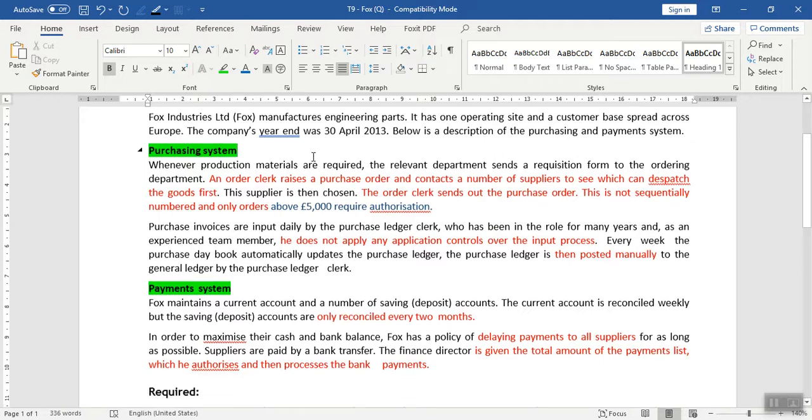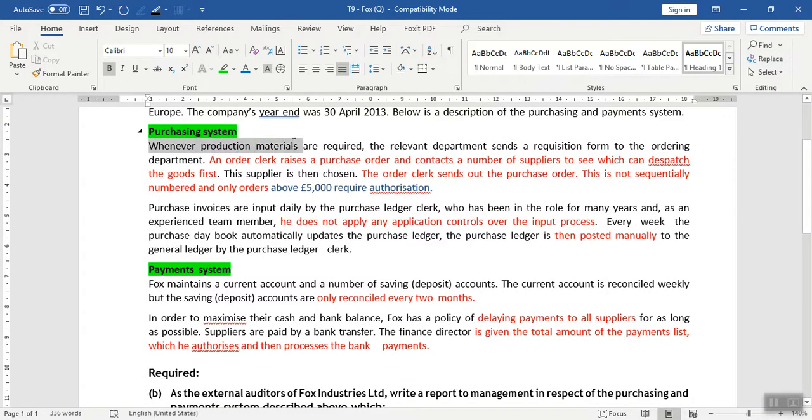Okay, so whenever production material is required, the relevant department sends a requisition form to the ordering department. What do I mean by requisition form? A requisition form means a request form. Let's say the HR department wants to buy something. We will fill in the requisition form and send it to the ordering department. When the ordering department receives it, they will raise the purchase order. To whom? To the supplier, to order the goods.